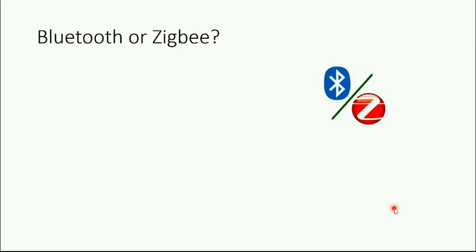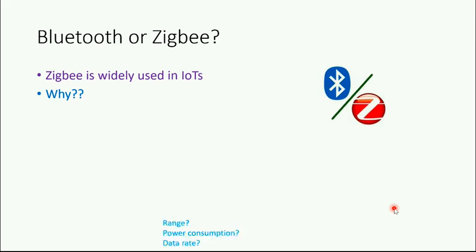Okay. Bluetooth or ZigBee. In an IoT device, what can we use, Bluetooth or ZigBee? ZigBee is widely used in IoT. Why are we going for ZigBee instead of Bluetooth? Consider range, power consumption, and data rate. You think about these things.